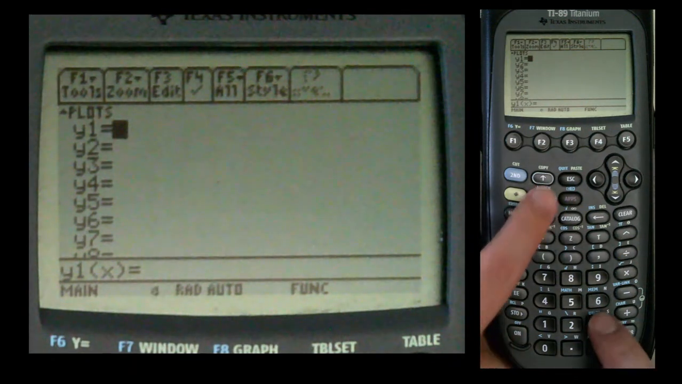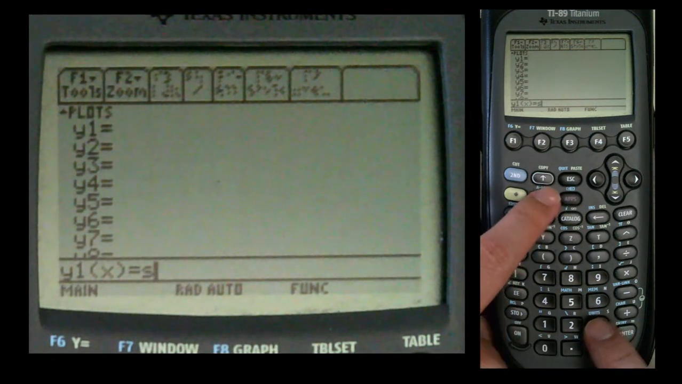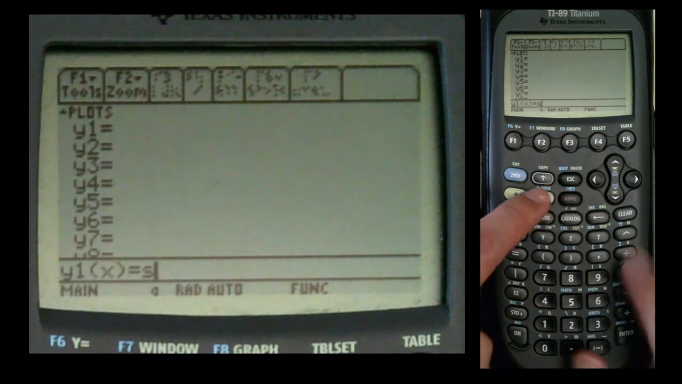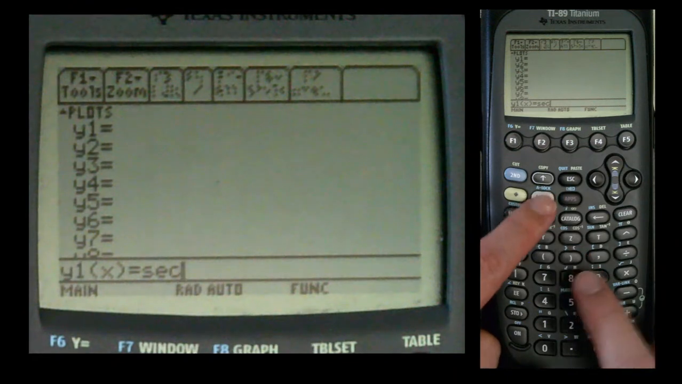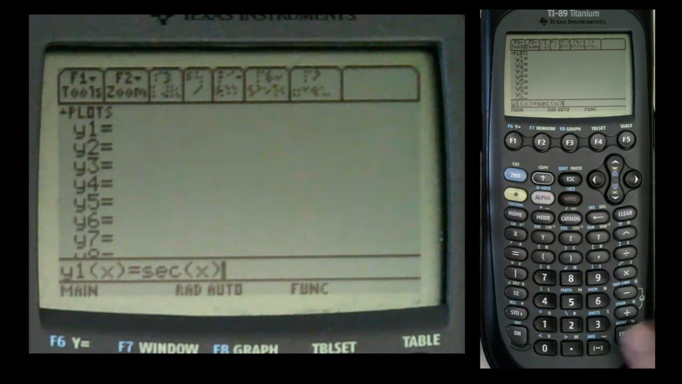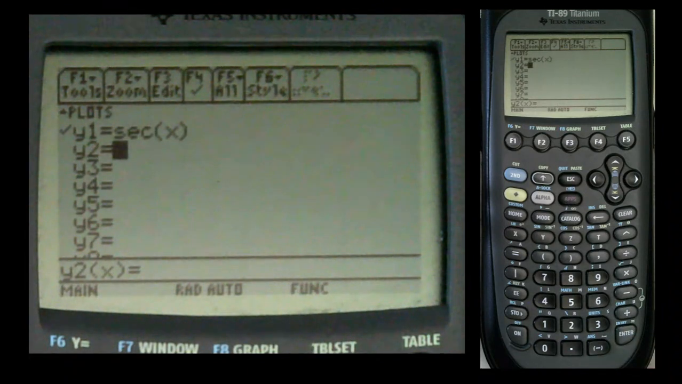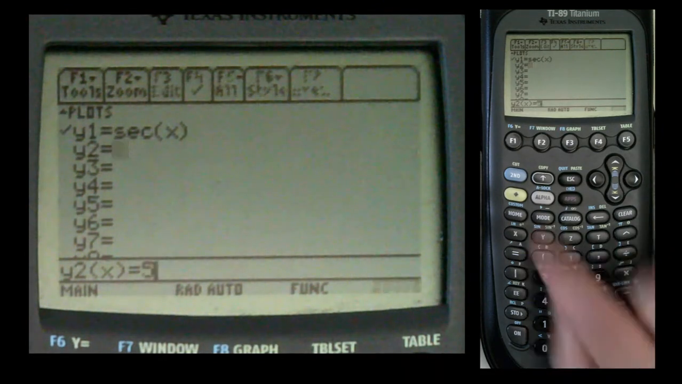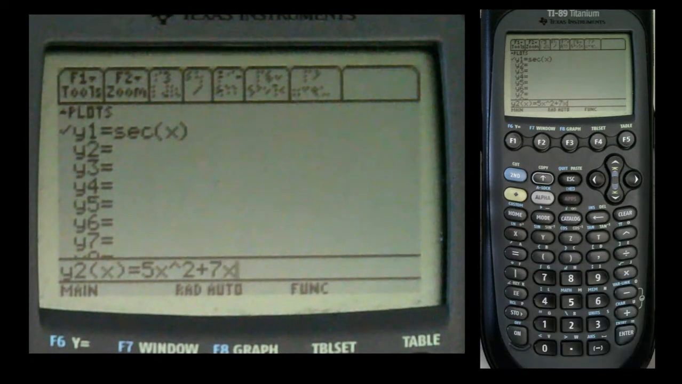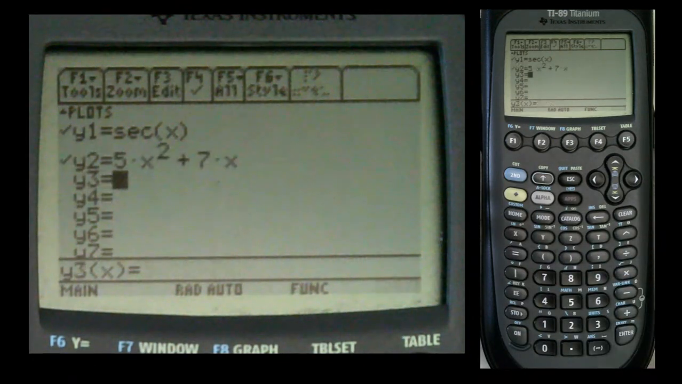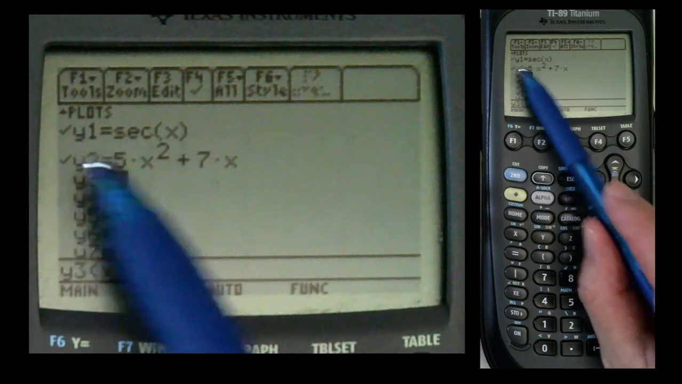So I'm going to do alpha 3, that gives me the s. Alpha division gives me the e, and then close parentheses. And then, of course, I need to put in x in parentheses, and that's going to give me secant of x. The second function I can just type in 5x squared plus 7x.